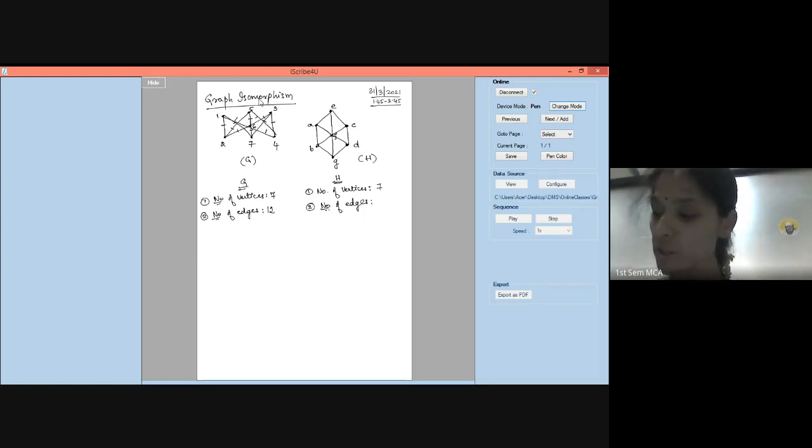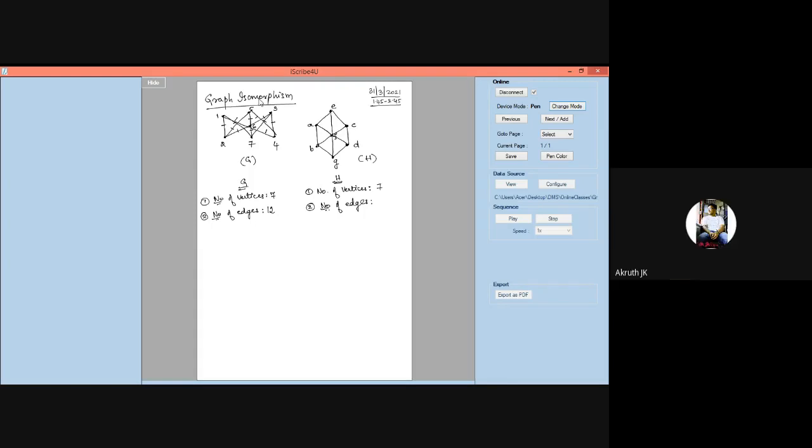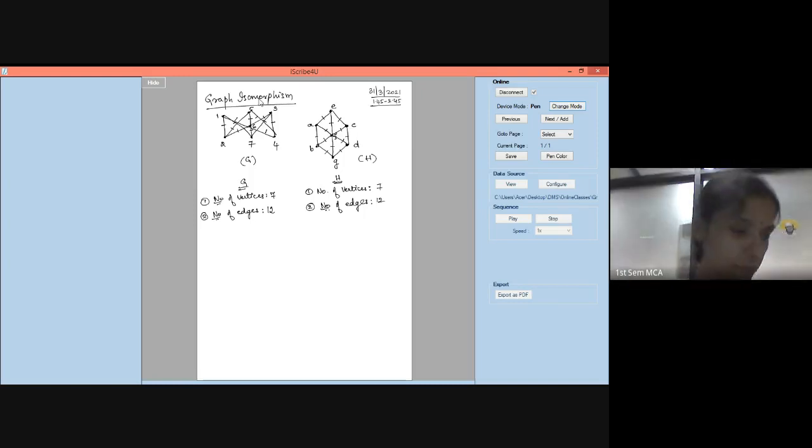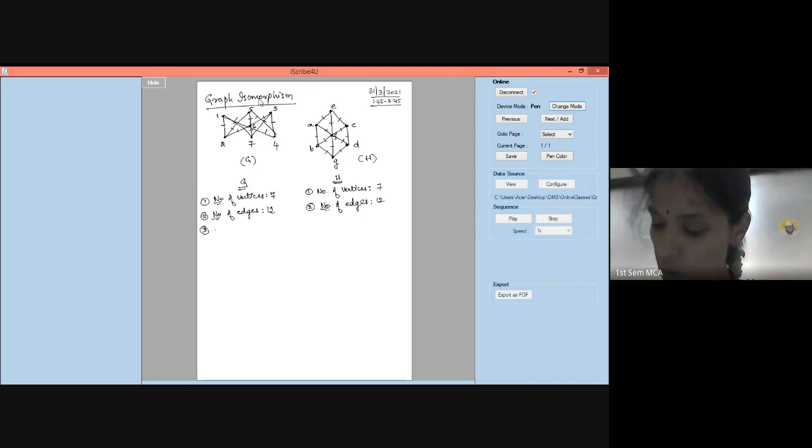Here also, in graph H, are we finding 12? 1, 2, 3, 4, 5, 6, 7, 8, 9, 10, 11, 12. Exactly 12. So the first two properties are satisfied. All right. Next, let us move on to the degree sequence.